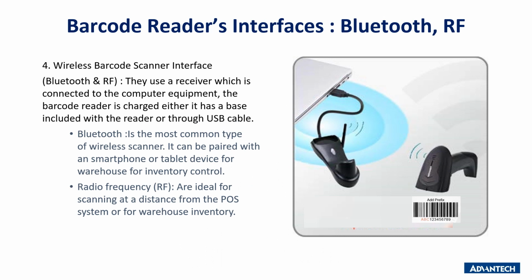Wireless barcode: RF and Bluetooth. They use a receiver which is connected to the computer equipment. The barcode reader is charged, either it has a base included with the reader or through USB cable. The two most common types are Bluetooth and radio frequency.